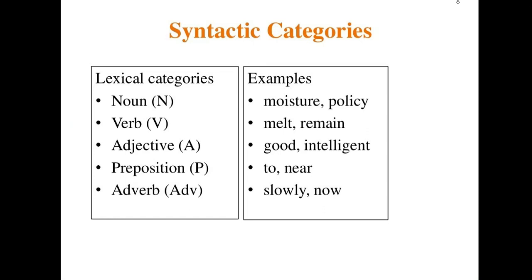And now we are going to study the syntactic categories, okay? We're going to use lexical categories. In this case, we have a list here. Noun, you know that the N means noun from now on, okay? Verb, V. Adjective, A. Preposition, P. An adverb, Adv, okay? And here we have some examples of nouns: moisture, policy; melt is a verb, remain a verb; adjectives, good, intelligent. So these are concepts that you should already know, okay?